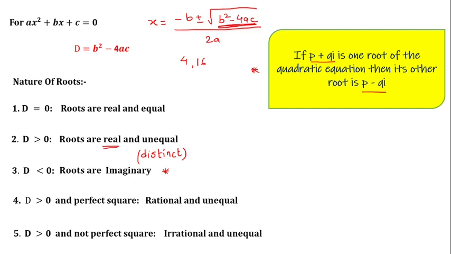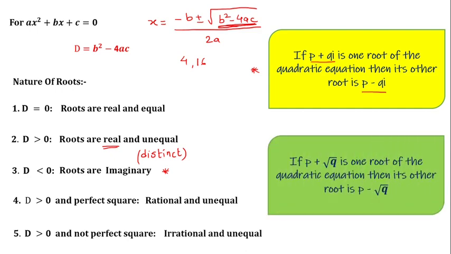By the way, a similar point can be added for the irrational roots also. If p plus root q is one root, then its other root must be p minus root q. Now root q makes this term irrational. So if one root is irrational, the other root must be its conjugate. So these are two important points.